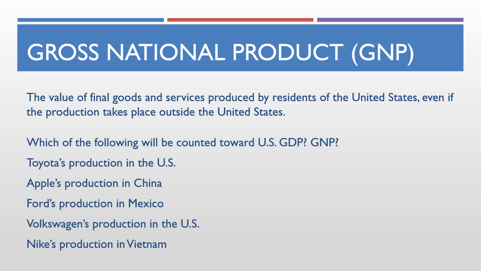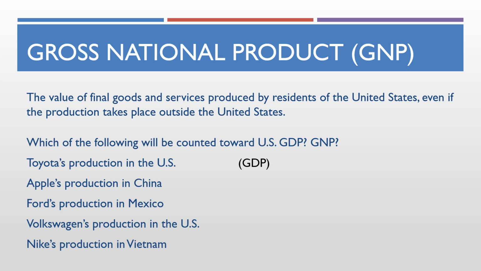For example, Toyota is a Japanese-owned company, and if they are running production in the United States, we consider the Toyota production in the United States to be included in the United States GDP, but not the United States GNP. That's because United States GNP only includes firms and companies owned by the residents of the United States. Toyota is not owned by US citizens, so we cannot include it.